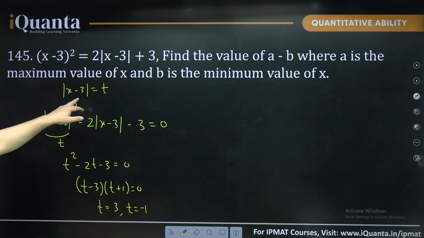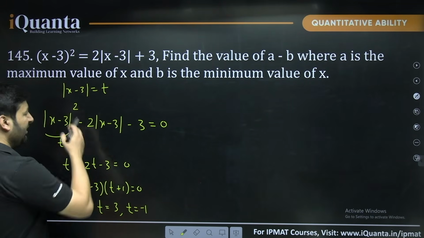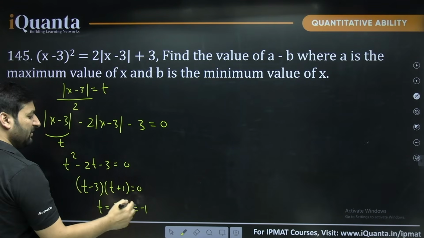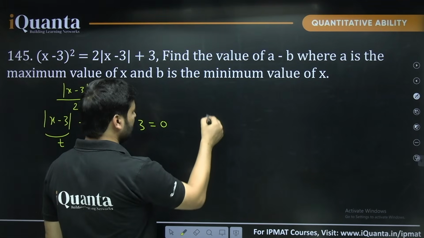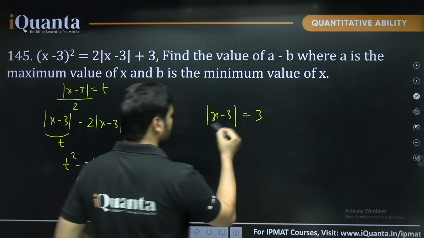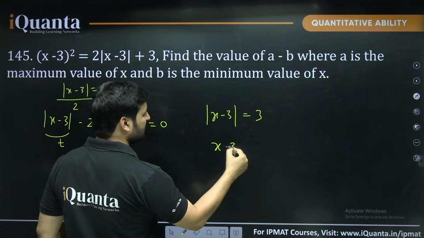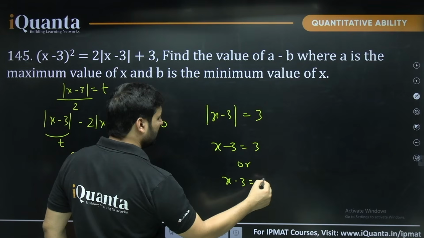T is a mod quantity, mod x minus 3. Can t equal to minus 1 be ever possible? No. Value of some modulus can never be negative, minus 1, so we will remove this. That means t equal to 3 is the only value possible. So mod x minus 3 is equal to 3. If this is equal to 3, that means x minus 3, the thing inside the modulus, can be plus 3 or the thing inside the modulus can be minus 3.